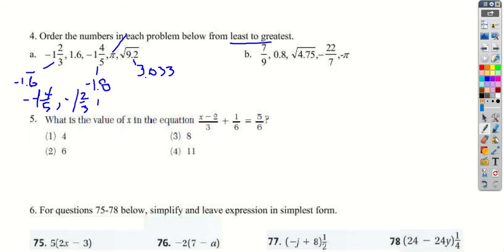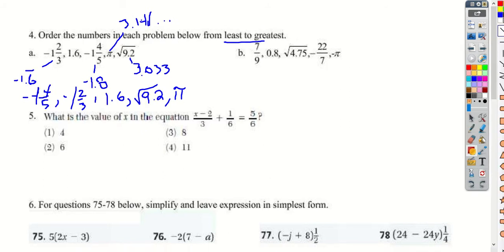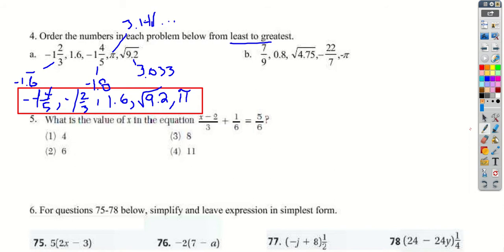By the way, pi is 3.141, and so on and so forth. So we can see where that lies. The next biggest number is 1.6, followed by the square root of 9.2, followed by pi. And I will draw a box around that so you can see it better. There's the answer there.